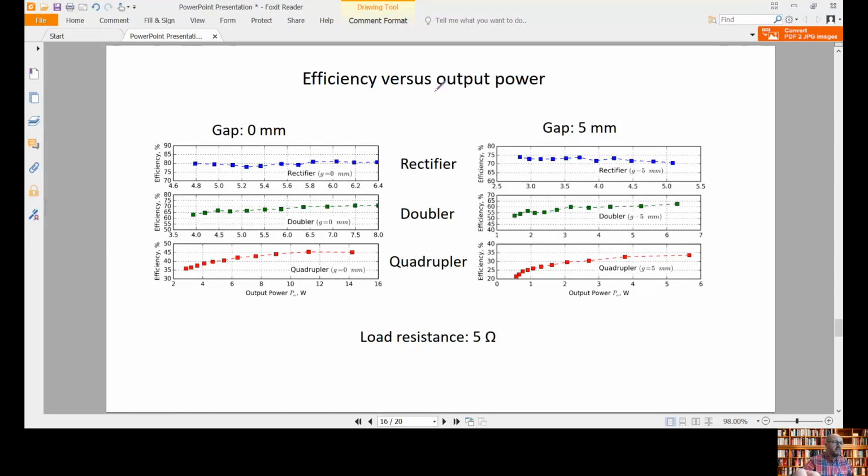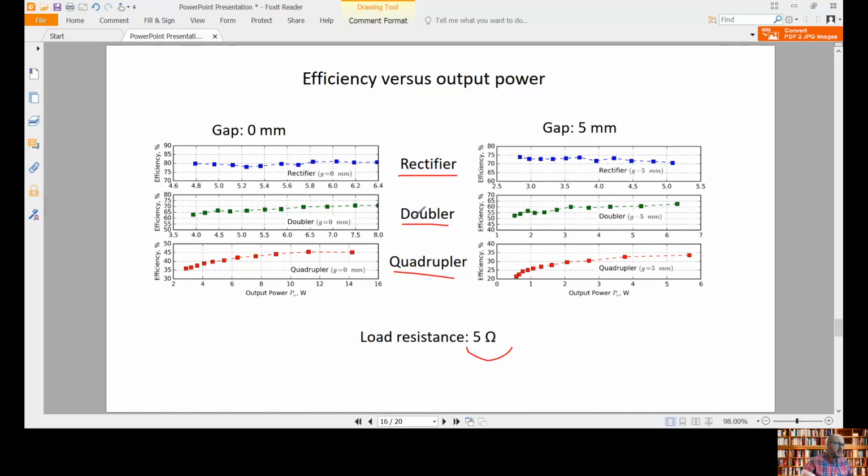And this is the efficiency versus the output power in different situations for two gaps of 0 millimeters and 5 millimeters when we are using a rectifier, a doubler, and a quadrupler. All of them for a load resistance of 5 ohms. So we can see here that the efficiency is something like 80%, very similar to the values that we obtained in the simulation.